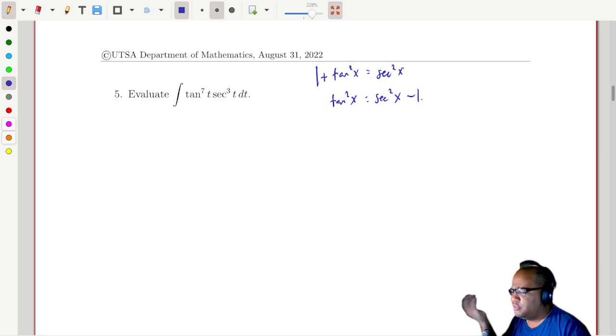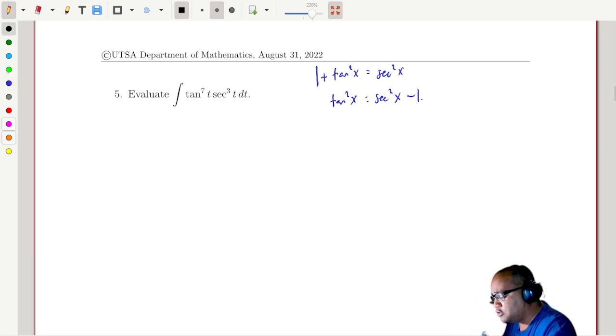So what do we do? Well, I have an odd number of secants and tangents, and the idea is that secants and tangents work best together when they're in pairs. So the trick here is I'm going to peel away one secant and one tangent from each. So let's write down our integral here.